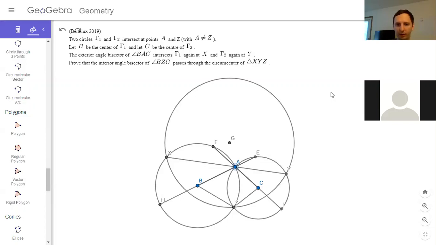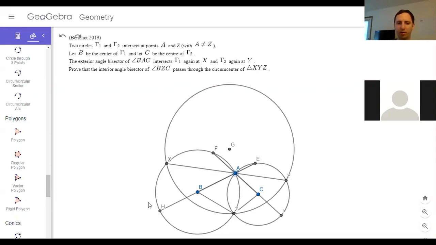HFA and HEA are both 90. Yeah, so that solves it. So like Hakan said, HFEI is cyclic, so by power of a point, HA times EA is IA times FA, but then BA is half of HA and CA is half of IA. So we also know FBCE is cyclic.